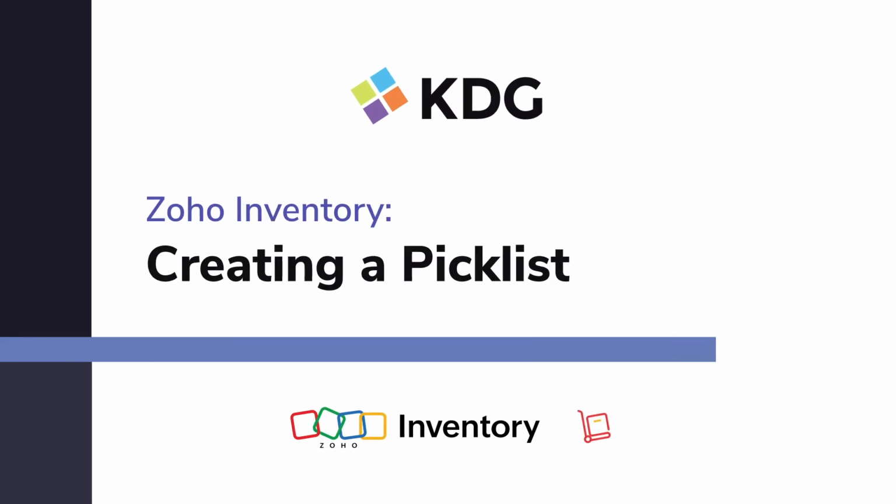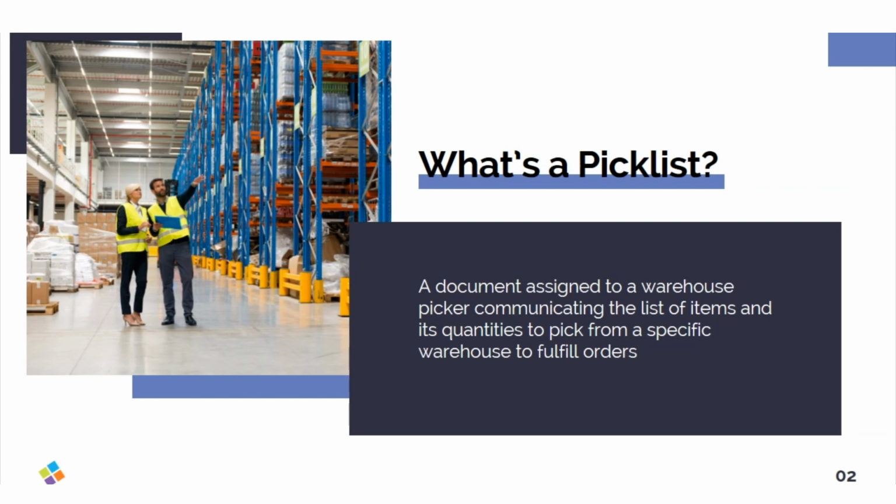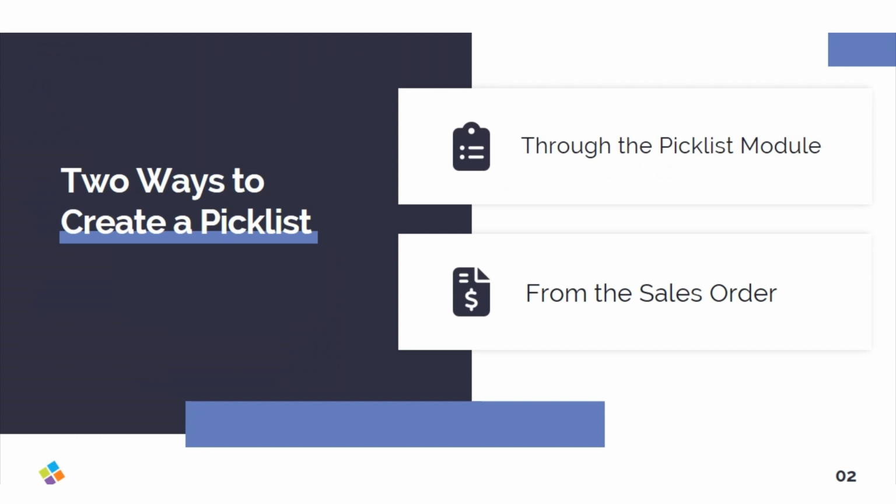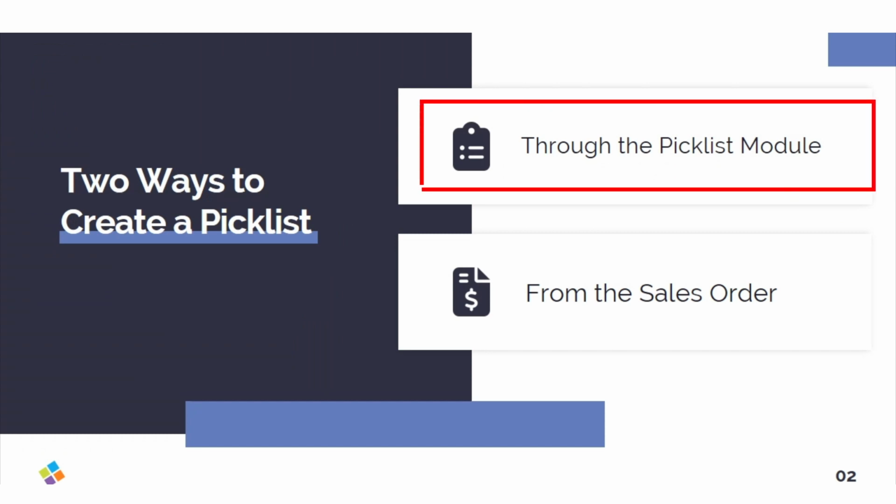Today, we are going to walk through creating a pick list in Zoho Inventory. A pick list is a document assigned to a warehouse picker communicating the list of items and its quantities that need to be picked from a specific warehouse to fulfill orders. There are two methods to creating a pick list in Zoho Inventory.